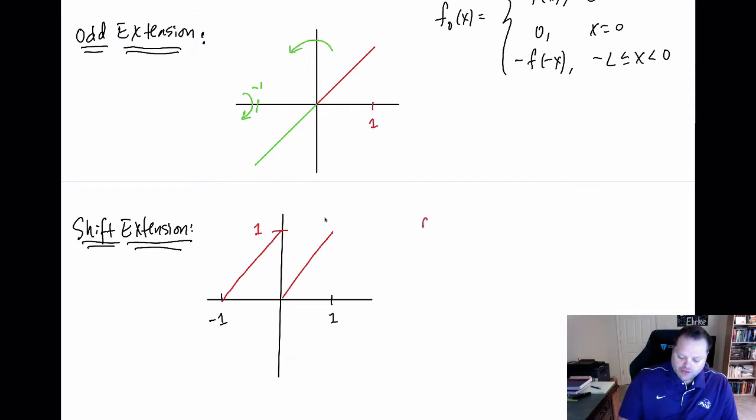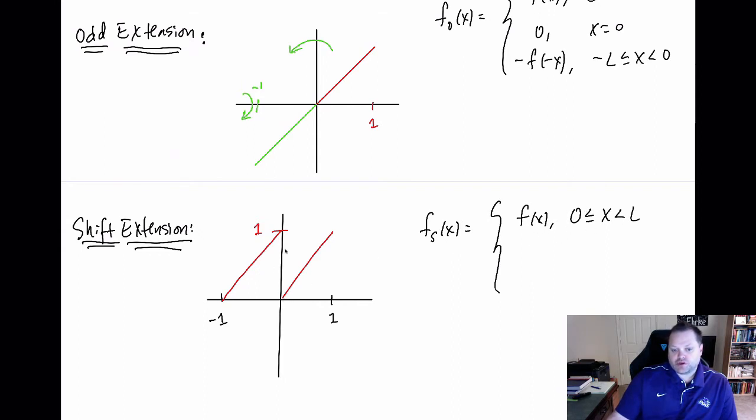So the shift extension is defined as f of x on the interval from 0 to L. And here we have to be very careful with what goes on at 0, because these do not match at 0. So I'm going to include the original function at 0, but then this one will have an open circle.